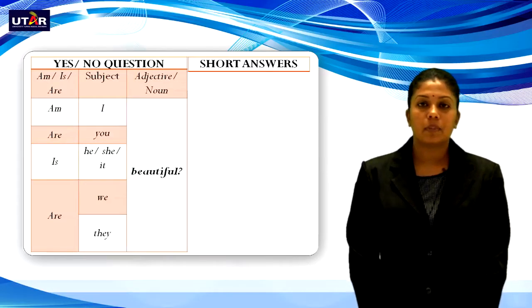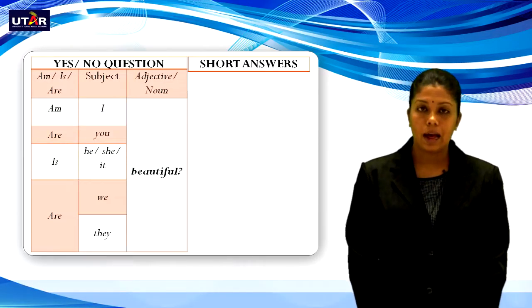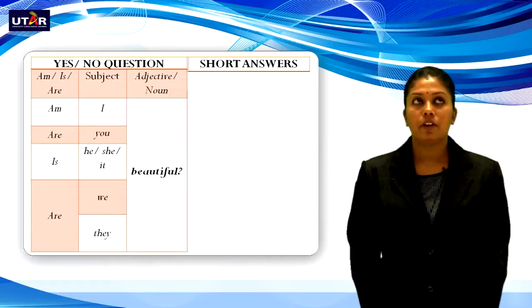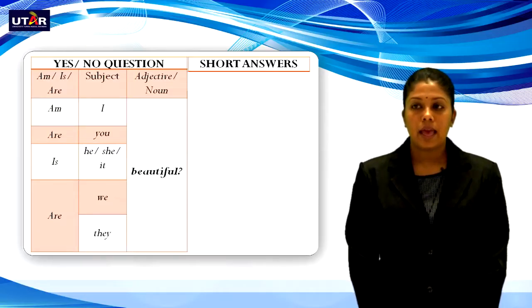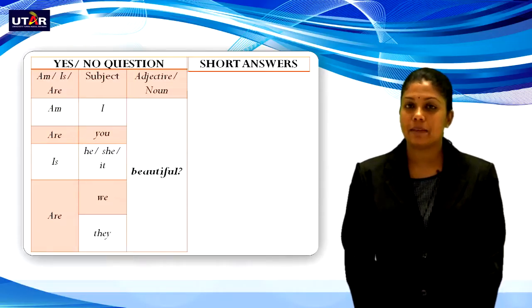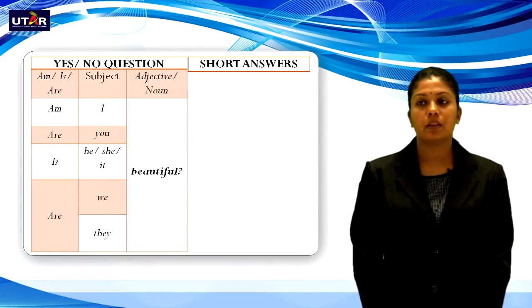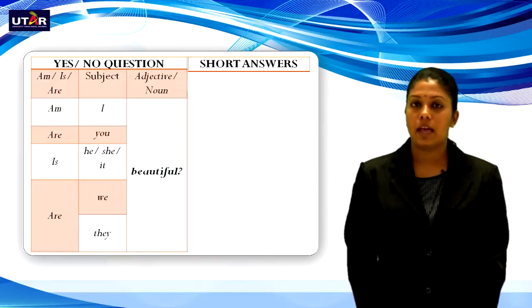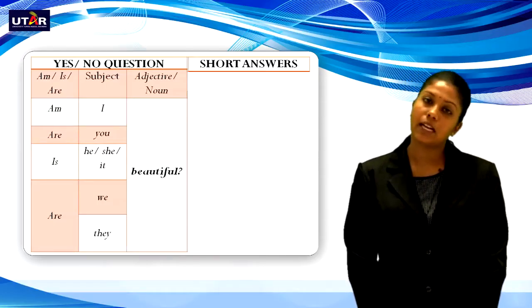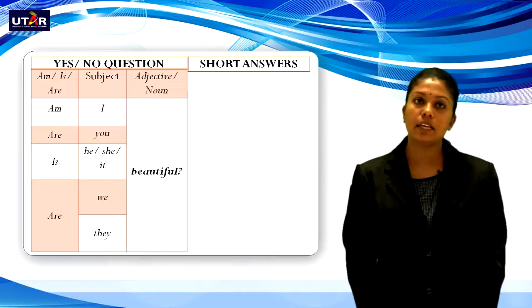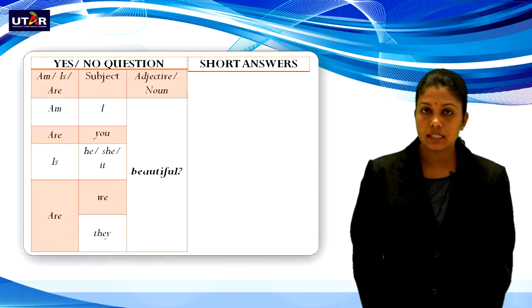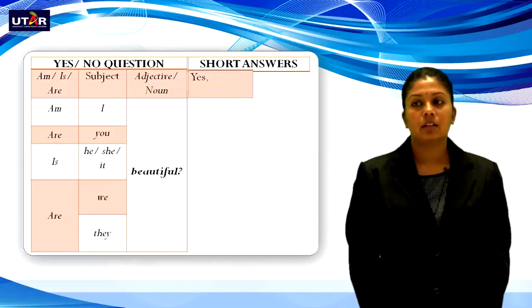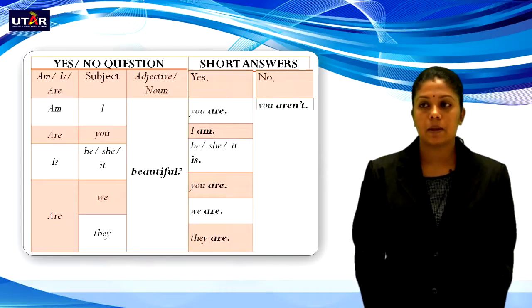am, is, or are. For yes-no questions, am followed by the subject, I, then you have an adjective or a noun. Am I beautiful? So the kind of answer that you will get for this kind of questions is yes or no. So let's look at the answers.